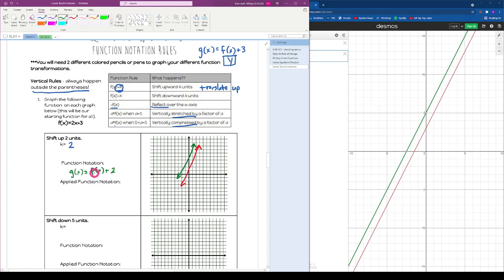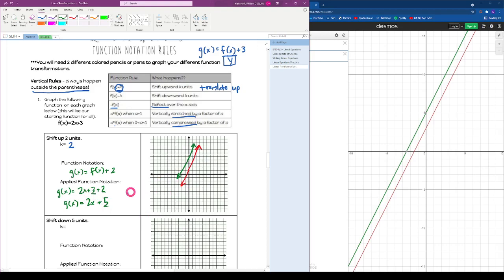Applied function notation, we're going to actually plug in f of x and put in 2x plus 3 here and say g of x equals 2x plus 3 plus 2, and we can simplify that to say this is just g of x equals 2x plus 5. So we've shifted everything up from 3 to 5.